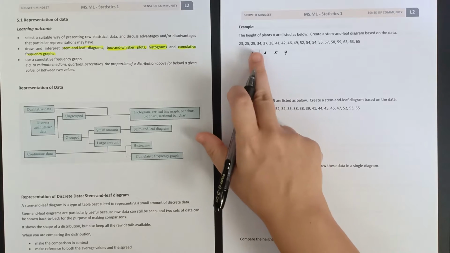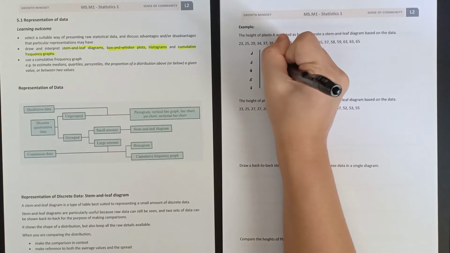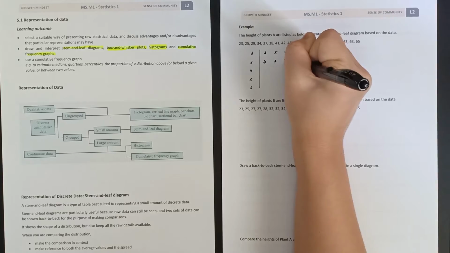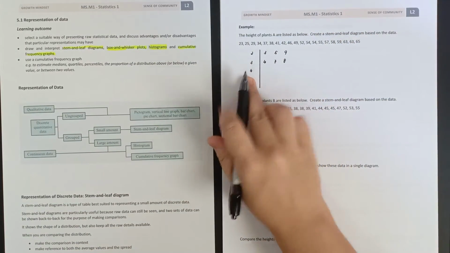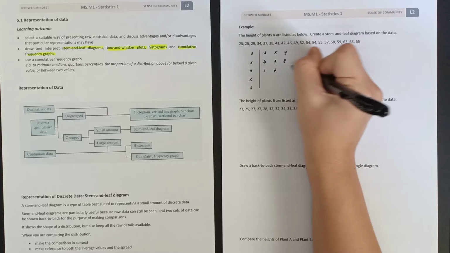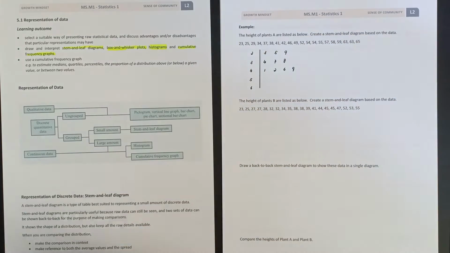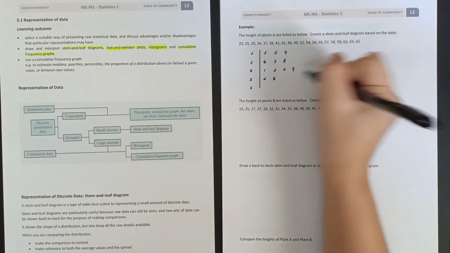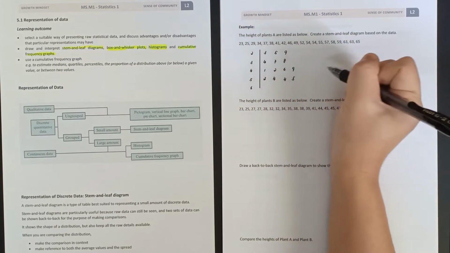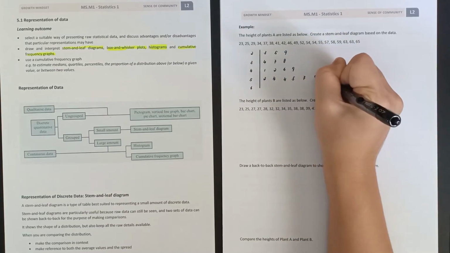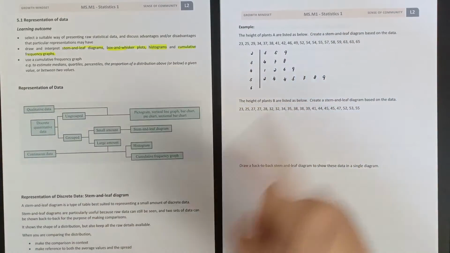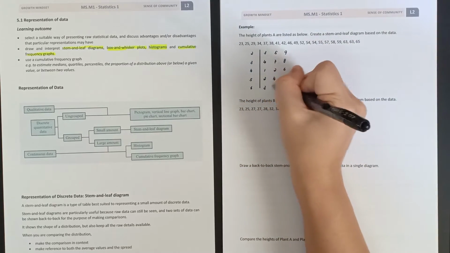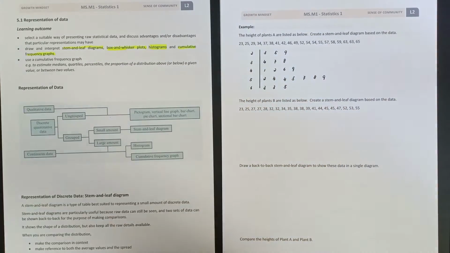Then for 3 you have 34, 37, 38, so 4, 7, 8. Same thing goes for 40, 41, 42, 46, 49. Then 50, 52, 54, 54, 55, 57, 58, 59. After that we have 60, so you have 3, 3, 5. Is that alright?